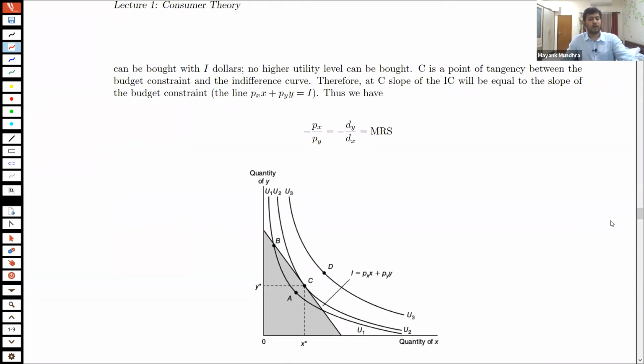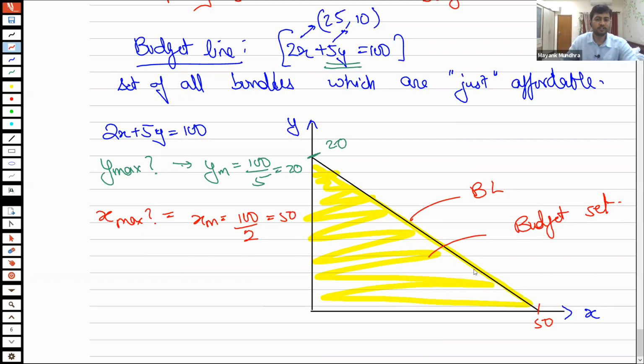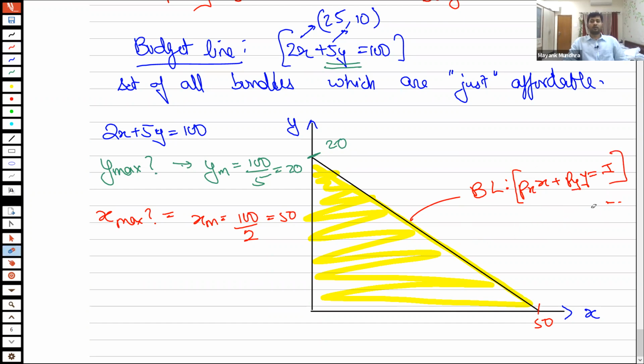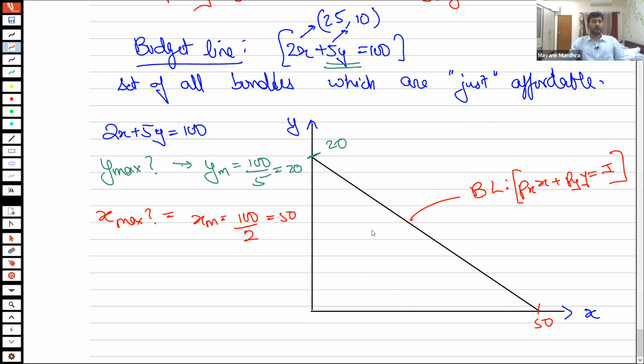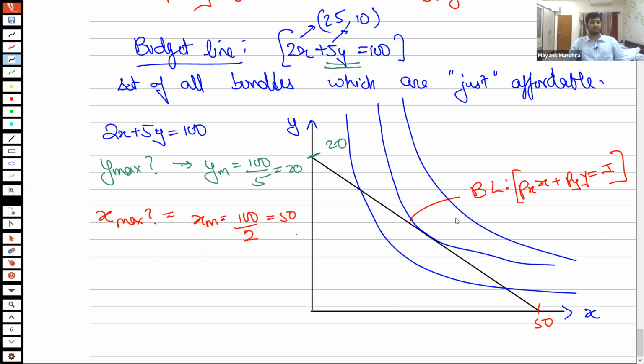All right. So now these are the bundles which are affordable, which I can purchase if I go in the market. And I want to find the bundle which gives me the highest utility. The equation of budget line is pxx plus pyy equals I. This is the generic equation for any level of px, py, and I. Okay. So for this budget set, I want to find the maximum utility bundle. So let's say my indifference curves look like this. Suppose these are my indifference curves.